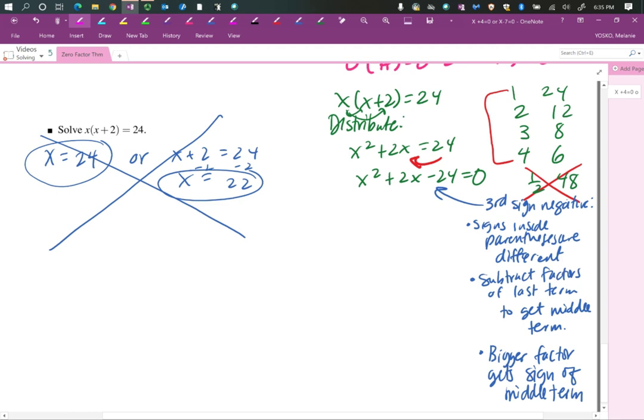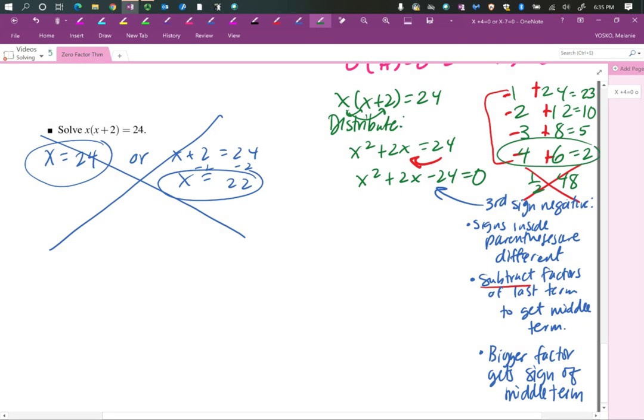We're going to subtract these factors right here to get the middle term, to get a positive 2. And then the bigger factor gets the sign of the middle term. Well, our middle term is positive, so the bigger factor gets a plus. And we're going to subtract, which means that, and we said the signs were different. So which of those, when you combine them, gives you positive 2? So negative 1 plus 24, that's 23, because you're doing 24 minus 1, really. Negative 2 plus 12 is going to be 10. Negative 3 plus 8 is 5. Negative 4 plus 6 is 2. So we're going to use these.